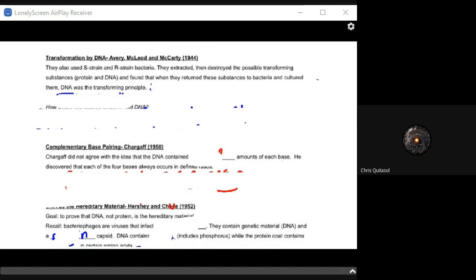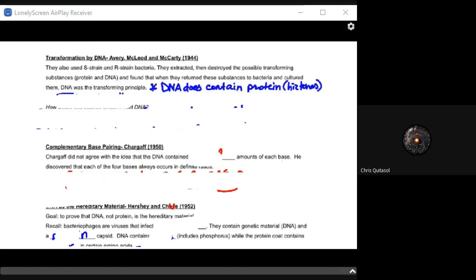So, transformation by DNA, according to Avery, McLeod, and McCarty. This is where we start to understand the idea of transformation in the 1940s, just around World War II. They also used S strain and R strain bacteria, except they extracted, then destroyed the possible transforming substances, protein and DNA at that time. And they found that when they returned these substances to bacteria and cultured them, the DNA was the transforming principle.